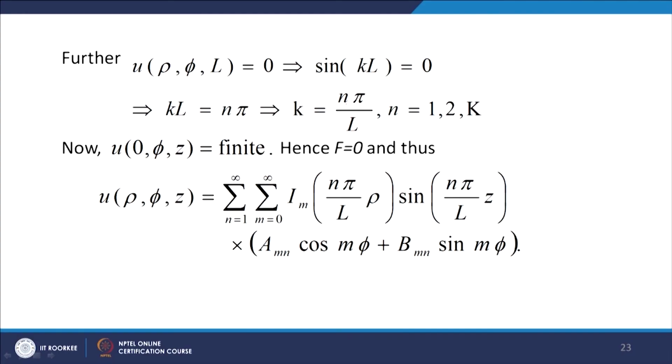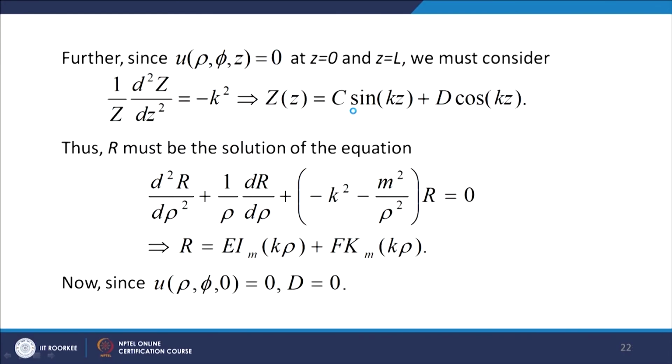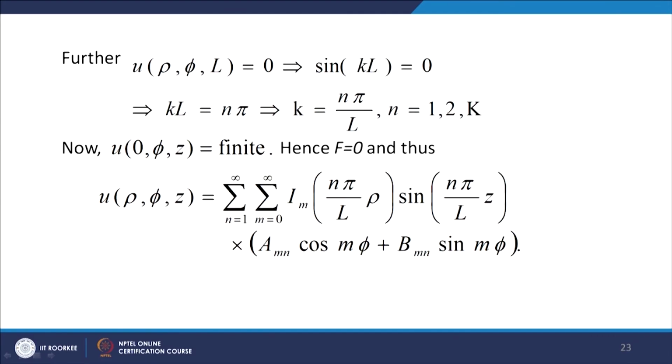n equal to 0 will lead us to a trivial solution. When n is a negative integer, because of the sine function, sine minus theta is minus sine theta, so minus sine will be absorbed in the constants, and therefore, we will take positive integral values of n.